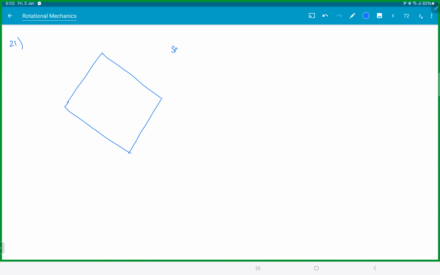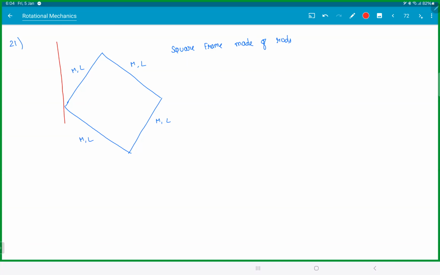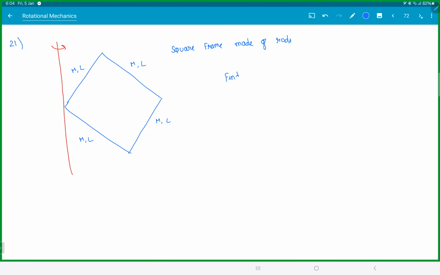This is a square frame made of rods. It's not a plate. Mass M, length L. I want the moment of inertia about this axis. Find the moment of inertia about an axis in the plane and passing through the corner. It is a square frame made of 4 rods.